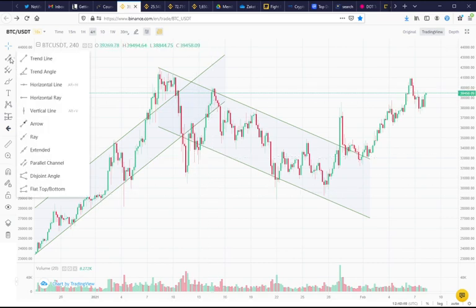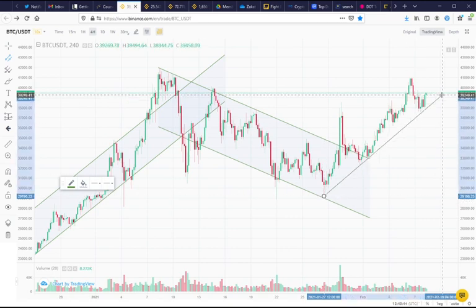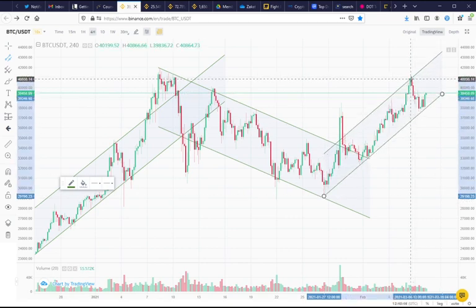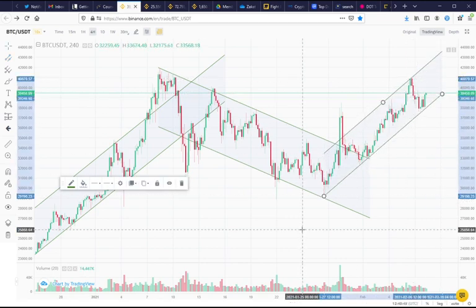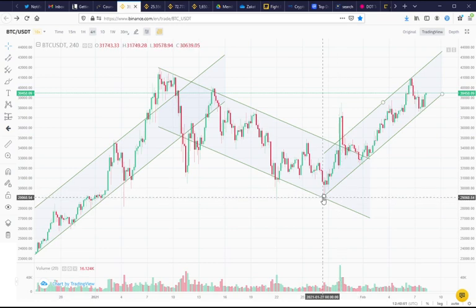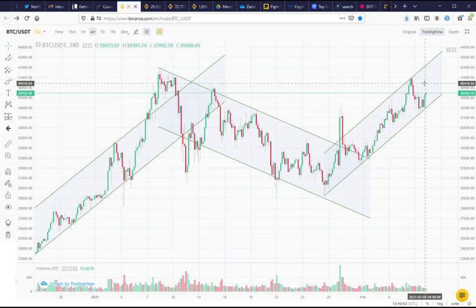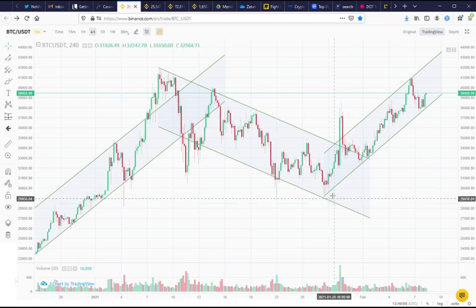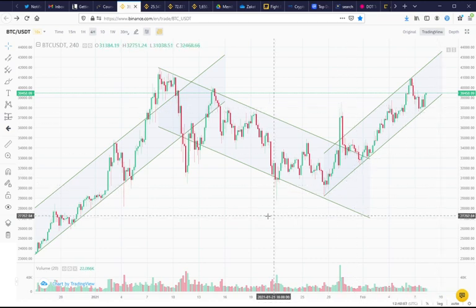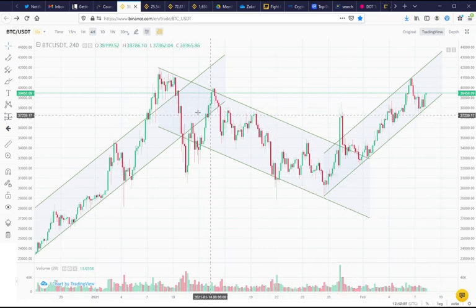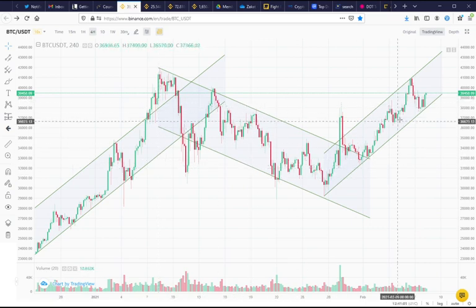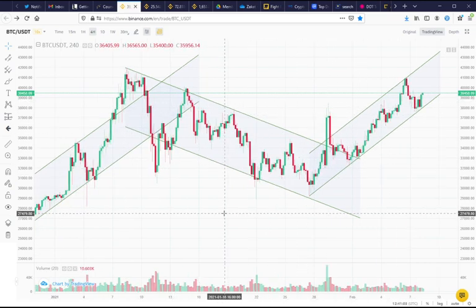So let's draw one final parallel channel. So let's look at the last move. Well, the current move it's in. It's a consistent move from about 29,000, and now we're at 39,000. So it's a consistent angle again. So this gives us some framework for the three recent significant moves in the 4 hour.